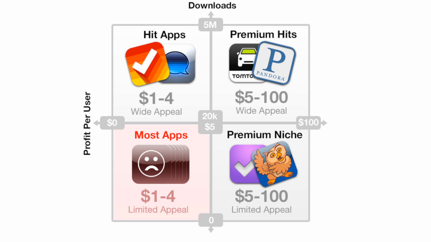Going over to the right, you have your premium hits like Pandora and TomTom. These are very expensive apps usually, and they're for your wealthy users, and they do really well because there's a high charge for those types of things. And they often have in-app purchases, those IAPs that we talked about. And the premium niche apps, these are the types of apps that are very small market, but you can charge a pretty high price for them, and they're less competitive, right?